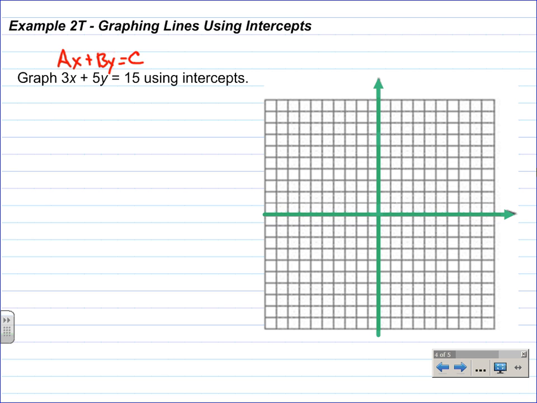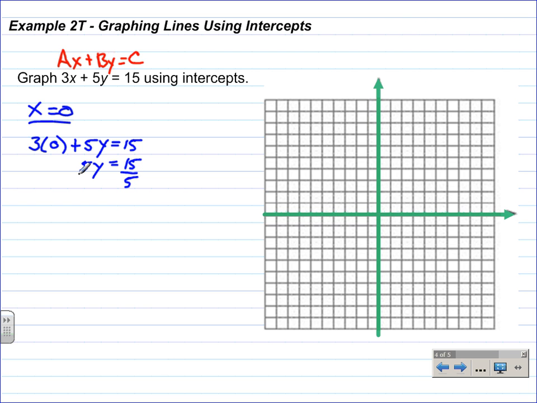So we're going to first set x equal to 0, as we did in example 1. Take the equation that we're given, 3x plus 5y is equal to 15, and substitute 0 in for x. So that'll give us 3 times 0 plus 5y is equal to 15. This side, we've seen it twice already. The 3 times 0 goes away, leaving us 5y on the left, or the y term anyway.